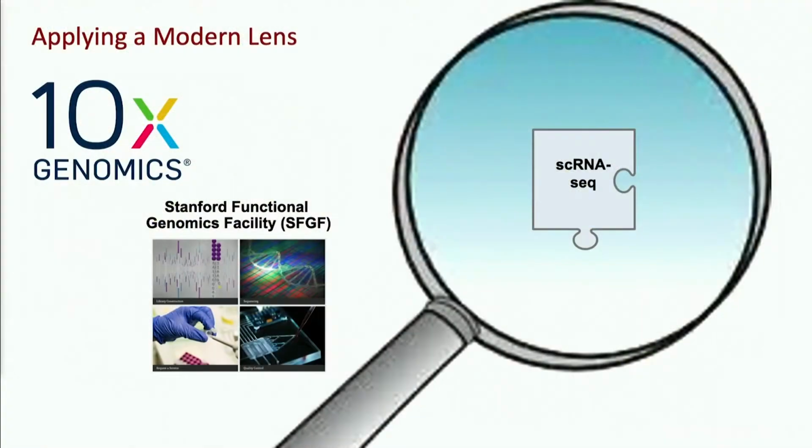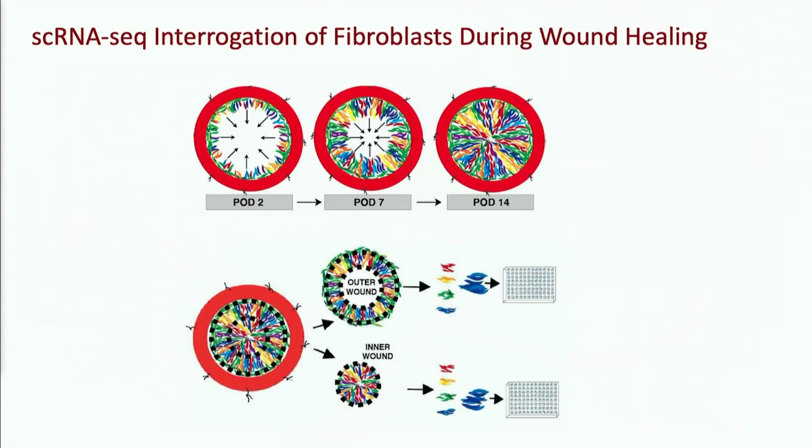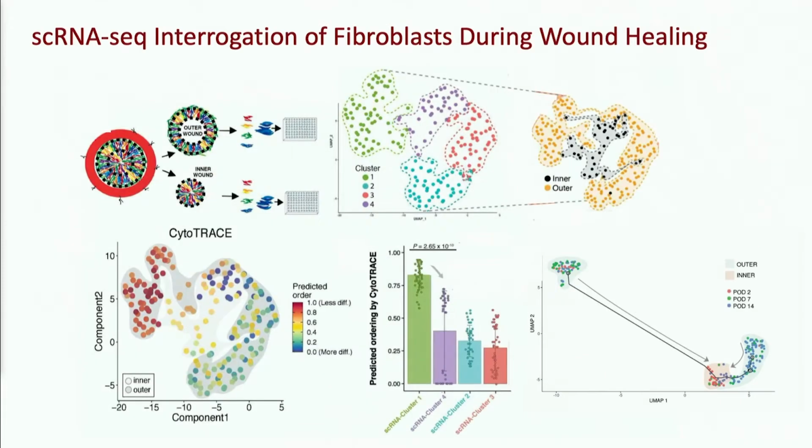I'm first going to talk about single-cell RNA-seq, which we applied to mouse dorsal excisional wounds. We looked at outer and inner wound regions separately using tissue microdissection, and we found 4 transcriptionally defined subpopulations, which you can see in the top middle panel here. 4 clusters, one of which, in green, had a particularly less differentiated transcriptional program. It was also preferentially expressed by outer region wound fibroblasts.